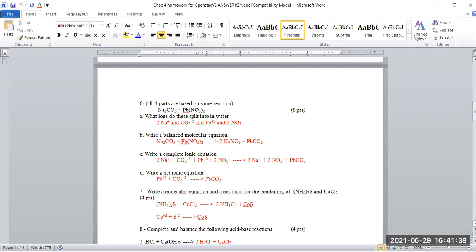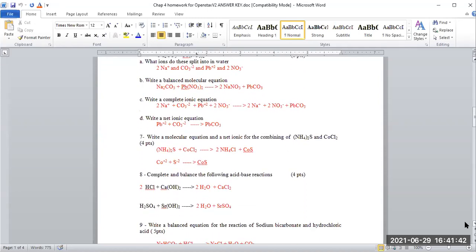Number 7, then, I didn't go through the steps with the same level of explicitness. I gave you 2 things to combine and then kind of just gave you instructions to write a molecular and an ionic equation.